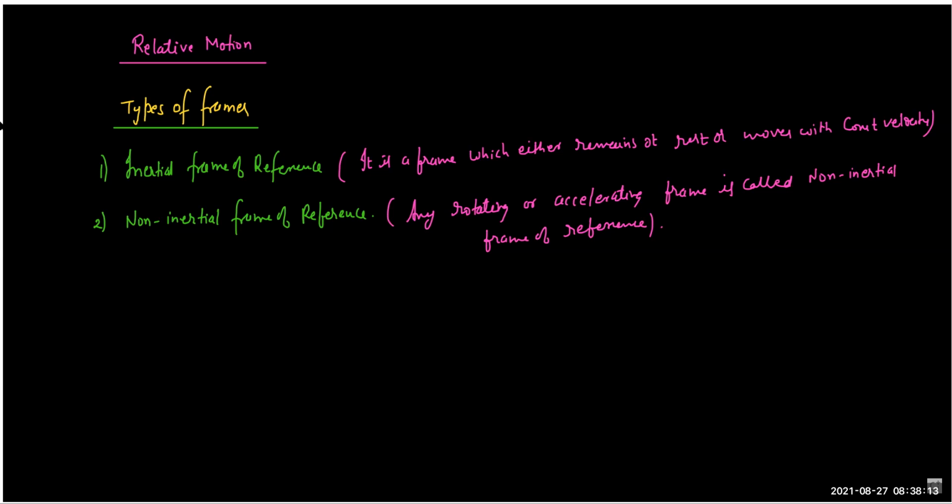Now let me put the two big factors: displacement and time interval. I will not say time. Now time is something which we don't measure. Can we measure time? We can only measure interval. Time is immeasurable.